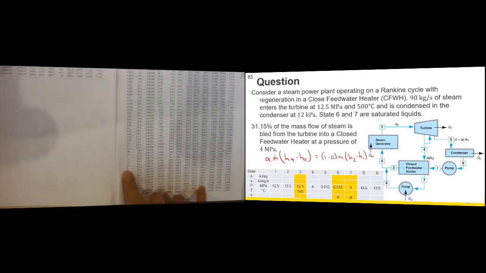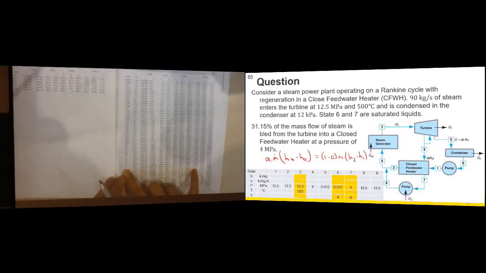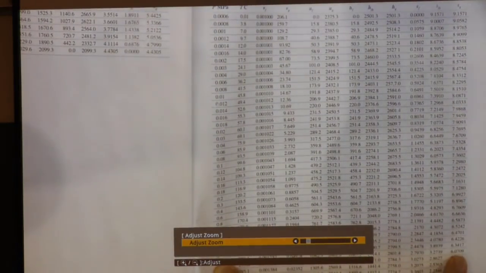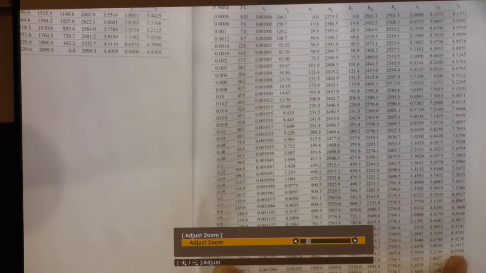So I come to my table, I say, pressure of 4 megapascals. If the entropy is more than 6.07, sorry, that's too small for you guys. Well, hopefully that works. If the entropy is more than 6.07, then it must be a superheated vapor, okay?